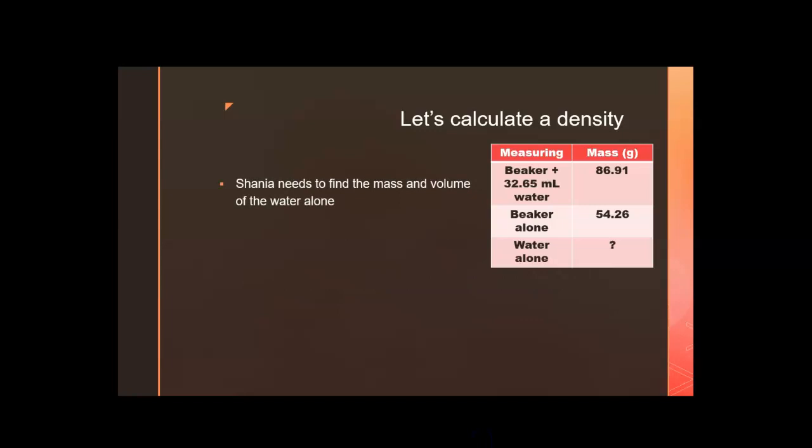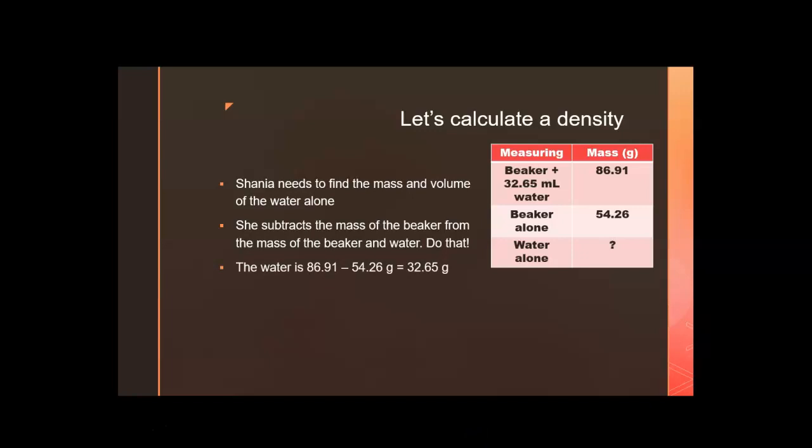Shania needs to find the mass and the volume of the water alone. She has the volume of the water, but she has the mass of the beaker and the water together. So she subtracts the mass of the beaker from the mass of the beaker with the water in it. So turn this video off and do that calculation. Then turn the video back on when you're through and check your work.